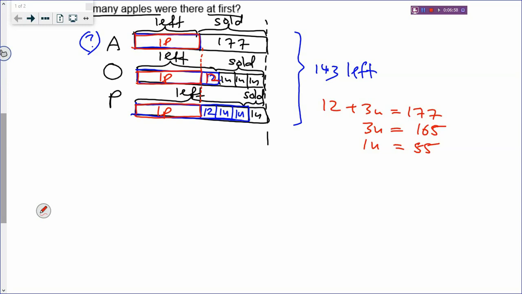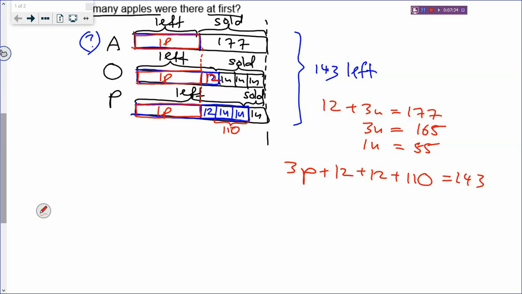So when you draw a model, sometimes you find that you have run out of units to call them. Then you want to call the rectangle something else. So you can call parts. Alright, so you have 3 parts plus 12, right? And then plus another 12 and plus 2 units, right? Can you see the 2 units? Right over here, 2 units. Right, that will be how many? 55 times 2, because 1 unit is 55. So 55 times 2 is 110. So if you add all these together, that will give you the fruits that are left, which is 143.